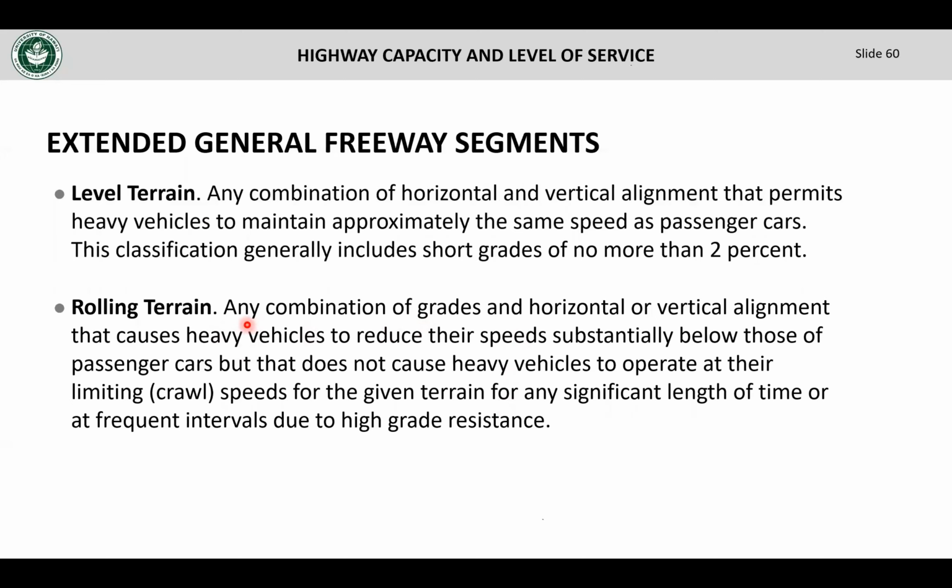I'm just going to read what rolling terrain is: any combination of grades and horizontal or vertical alignment that causes heavy vehicles to reduce their speed substantially below those of passenger cars, but that does not cause heavy vehicles to operate at their limiting or crawling speeds for the given terrain. So for level terrain, the grades are so mild that they don't affect the speed of heavy vehicles. For rolling terrain, heavy vehicles can be affected substantially, but it doesn't force the trucks to travel at crawling speed.